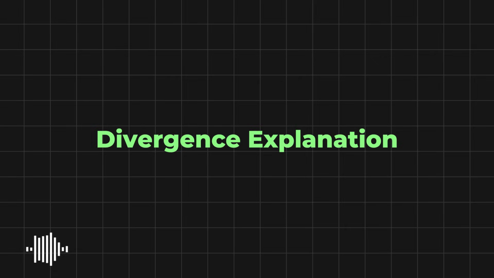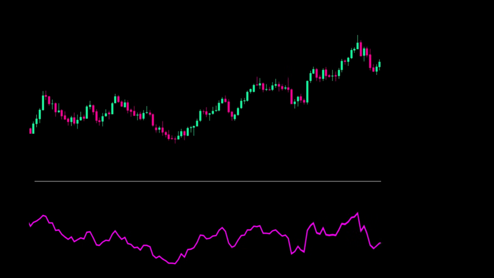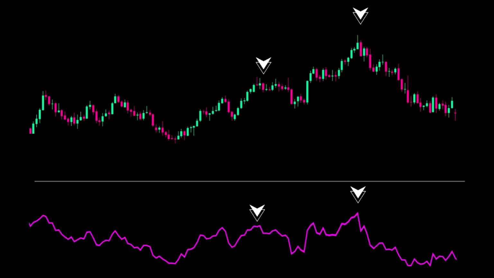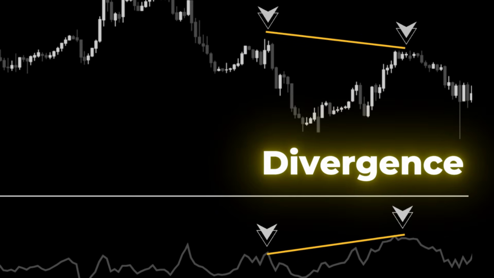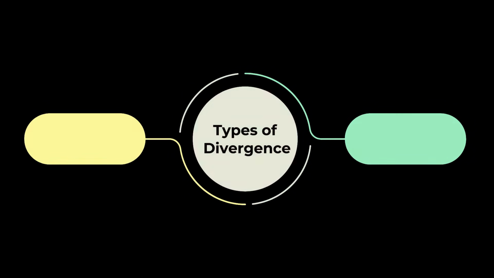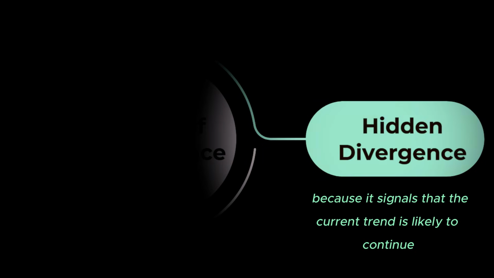Divergence explanation. Usually, when price moves in one direction, the RSI moves in the same direction. For example, if price makes higher highs, RSI also makes higher highs. But sometimes they move in opposite directions. For example, price makes lower highs while RSI makes higher highs. This is called a divergence. There are two main types of divergence: regular divergence, hidden divergence. In this strategy, we only focus on hidden divergence because it signals that the current trend is likely to continue.